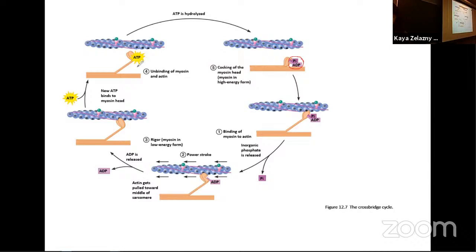So now we have sort of put the energy from that bond in the ATP into the myosin molecule, put it into this shape where it's ready to grab the actin again and ready to push it through again.